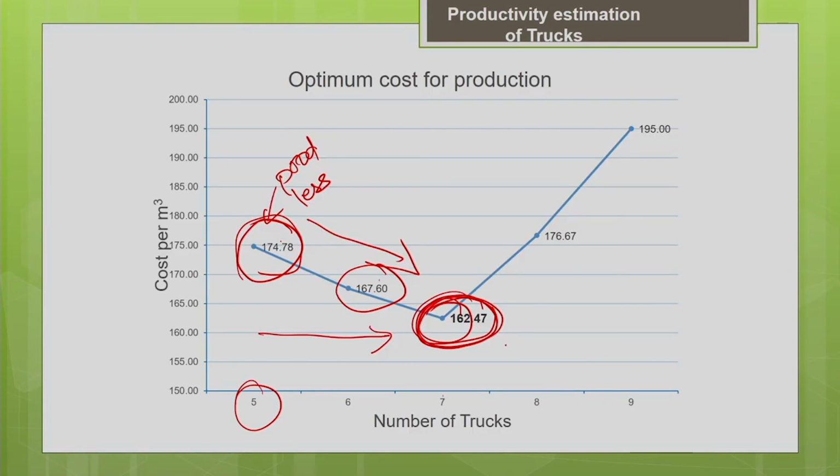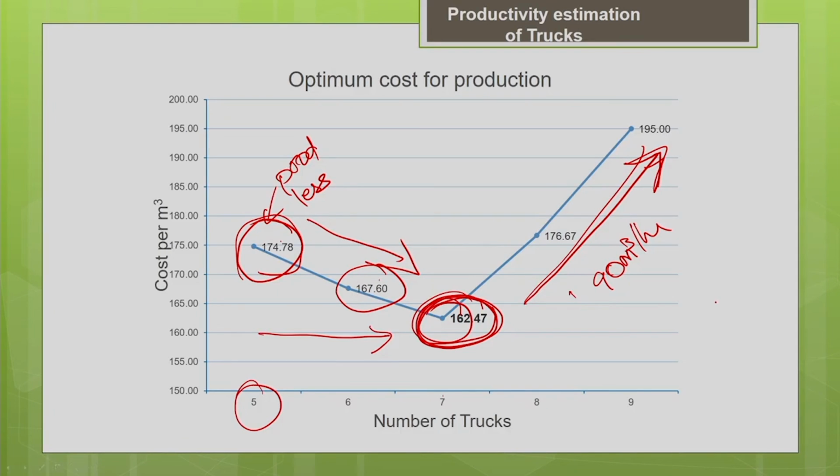But when you try to increase the number of trucks beyond the balanced number, what is happening? There is no increase in productivity. Beyond the balanced number, the productivity is limited by the loader. So I cannot go beyond 90 meter cube per hour. That was the productivity of the loader. But the cost of the truck is increasing. That is why you can see that unit production cost significantly increases.